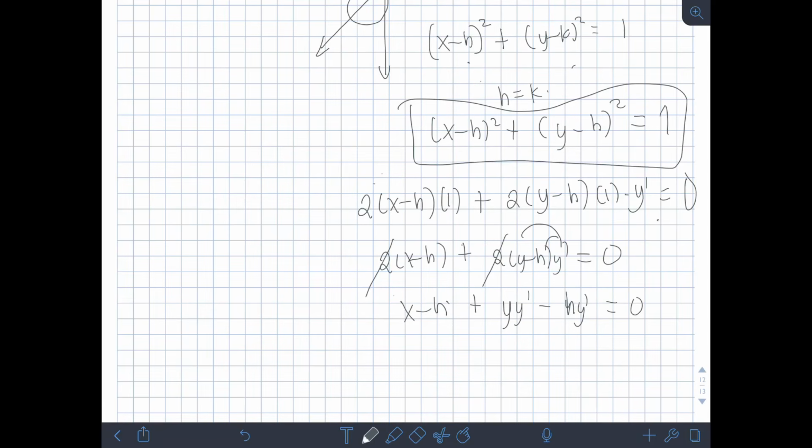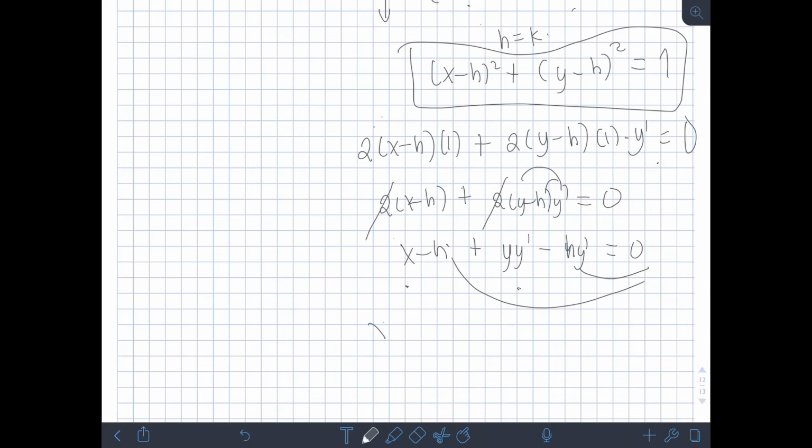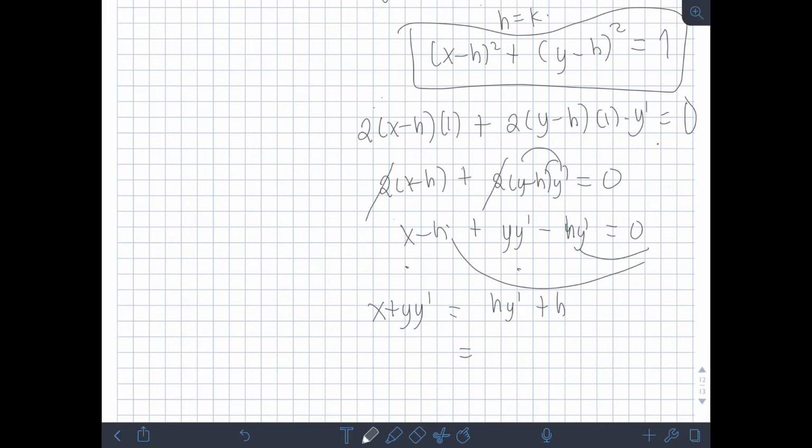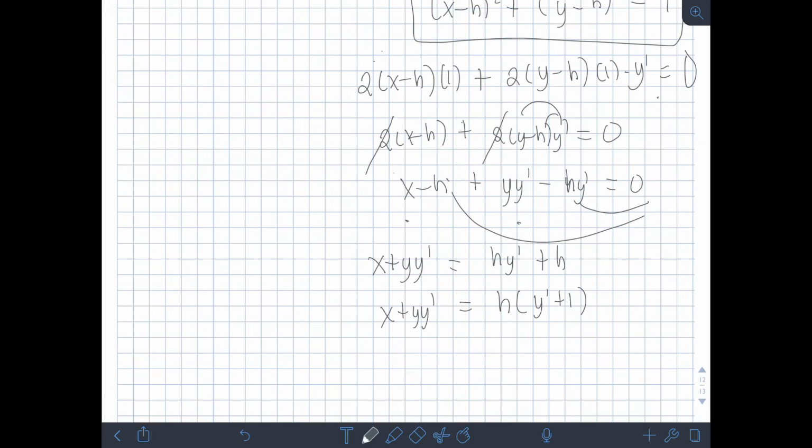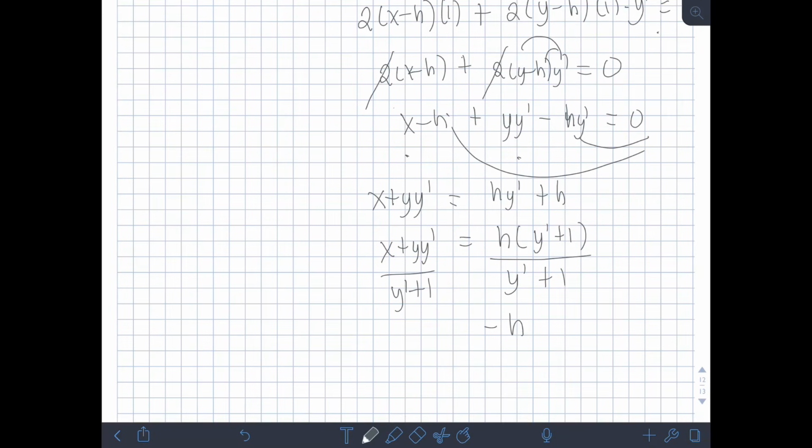Pagsamahin natin lahat ng may mga h, transpose ko sa kabila, yung mga wala sa left side. So, x plus y prime is equal to positive hy prime plus h. And then, factor out natin yung h dito sa right side. Magiging h times quantity (y prime plus 1). And then, x plus y prime sa left side. Now, solving for h, divide natin both sides by y prime plus 1. So, we have h is equal to (x plus y prime) over (y prime plus 1).